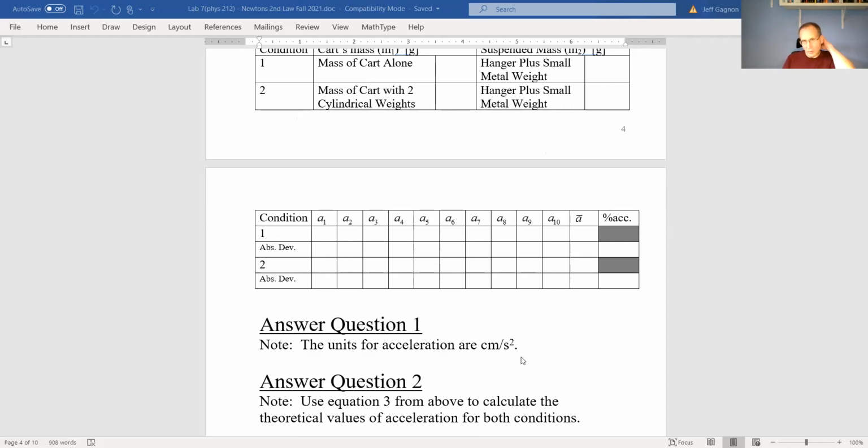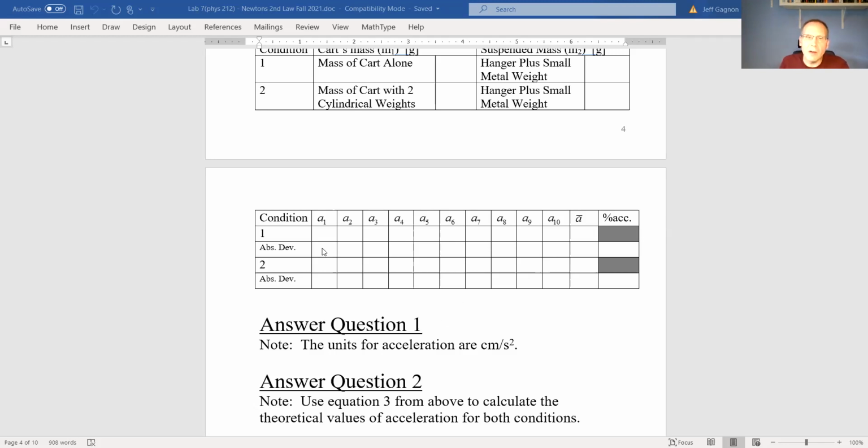So for question one, you need to just average these acceleration values. So that's the average right here. I believe it's to 1 decimal place. You want to round to 1 decimal place. And then you're also asked to compute the percent experimental accuracy. Okay, we've done that a bunch of times. So go back to that original handout in lab 1 if you need to.